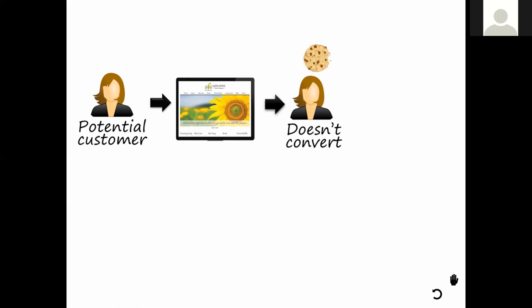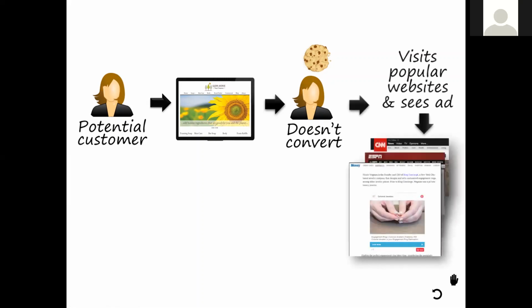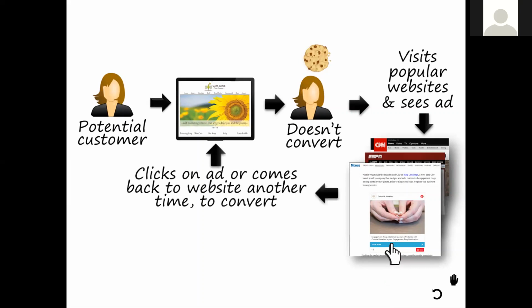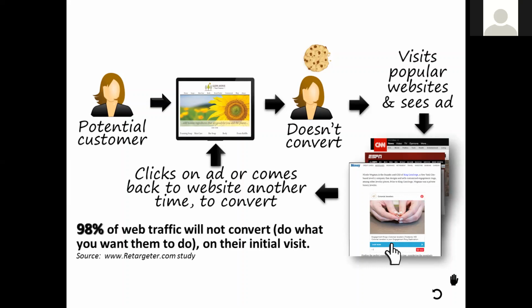So they don't convert. We're going to put a cookie in their browser. And when they visit a popular website, they're going to see your ad. And the idea is that they're going to activate that ad again and come back to your website for another time. And hopefully we're bringing them back to go through that conversion process. This may happen multiple times because 98% of web traffic does not convert. They don't do what you want them to do on that very first visit.